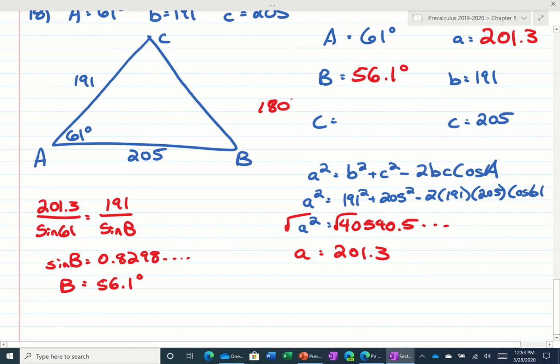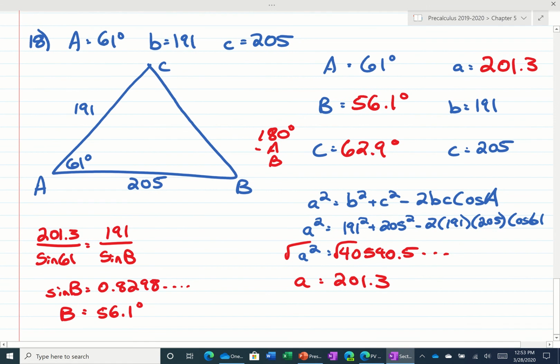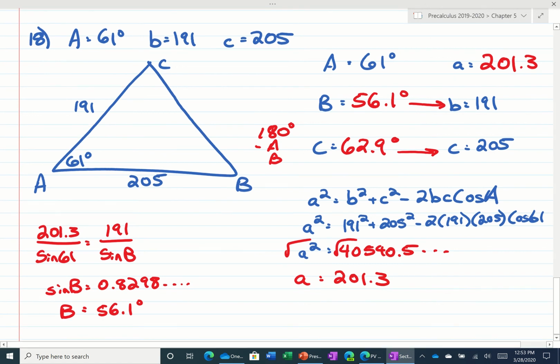And if we do 180 minus A and B, 180 minus 61 minus 56.1, that comes out to be 62.9 degrees. So let's see. Largest angle, largest side, smallest angle, smallest side. So that worked. All right, the other homework problems are similar. Just always make sure that your largest angle is always opposite the largest side, and the smallest angle is always opposite the smallest side.